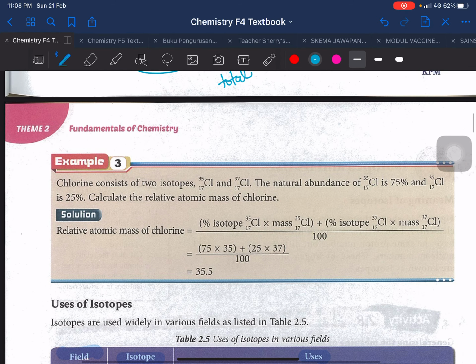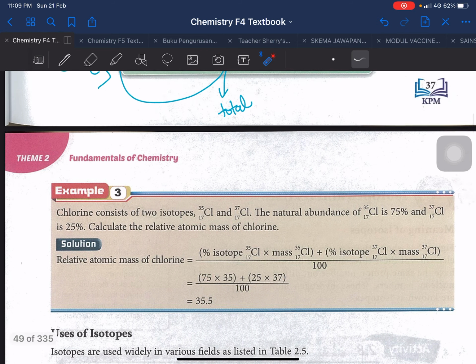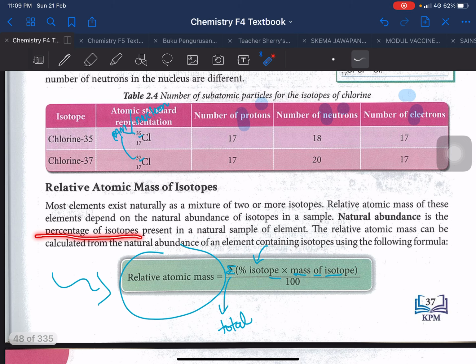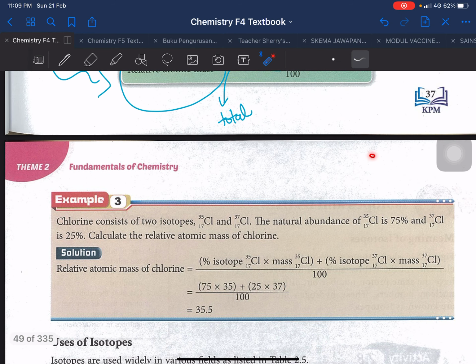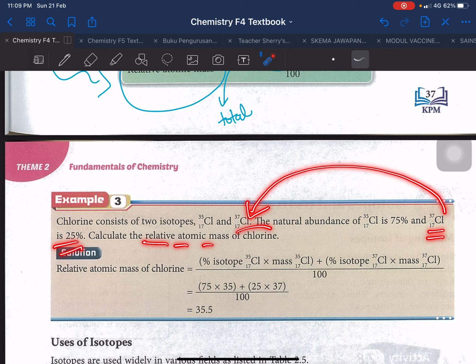Let us look at an example question given in the exam. Okay, chlorine consists of 2 isotopes. The natural abundance, the question will definitely give it. Natural abundance is the percentage of isotope. If natural abundance is mentioned, it means the percentage of isotope present in a natural sample of the element. In the question, it says the natural abundance of the first one is 75%, and the natural abundance for the second isotope is 25%. Calculate the RAM of chlorine.